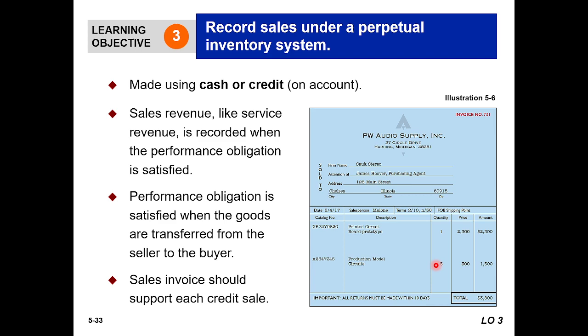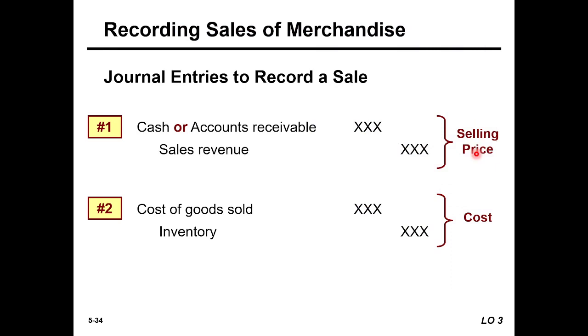Now we move to this slide: journal entries to record a sale. When we record the sales under the perpetual inventory system, the seller will record cash or accounts receivable debit and sales revenue credit. Number two, cost of goods sold debit and inventory credit.